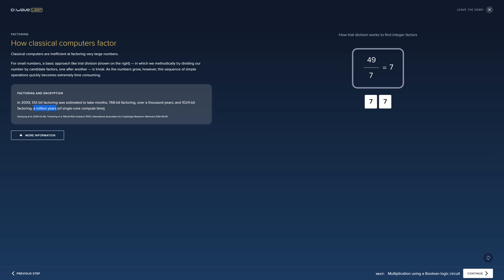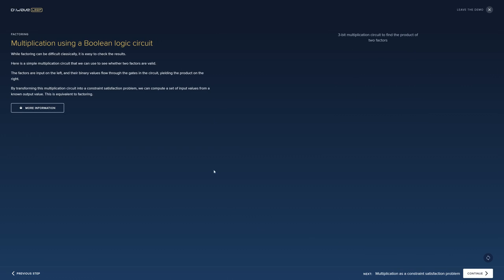So let's continue. Next, multiplication using a Boolean logic circuit. Yep, let's try that. And that was the way here to find 7 times 7, going back, finding different integers, that will match the result, 7 times 7 is 49. A 3-bit multiplication circuit to find the product of two factors.